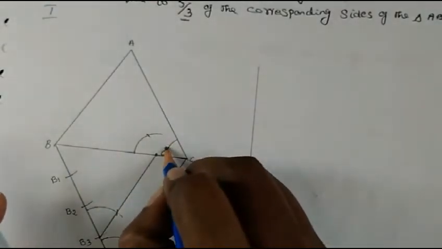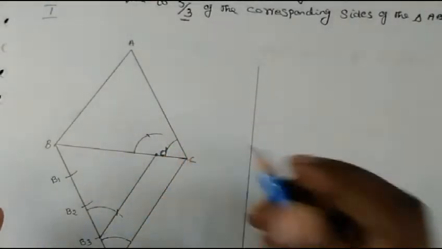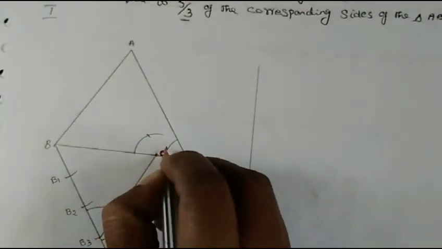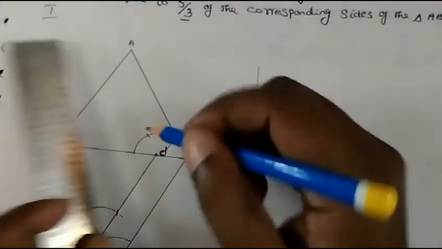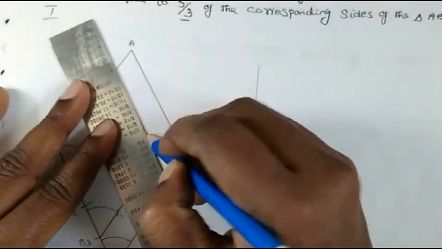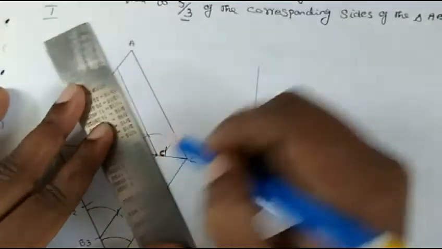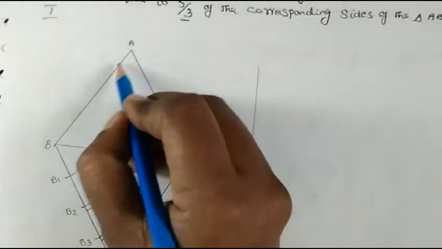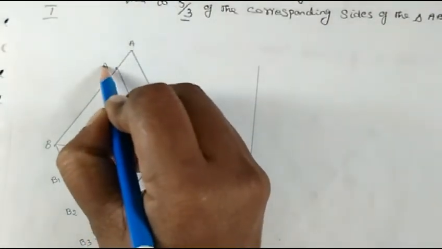So this is our C dash. Let me write it properly. This point is C dash. Okay. So now this point we will join. So now this is C dash, means here it is A, so this will become A dash.